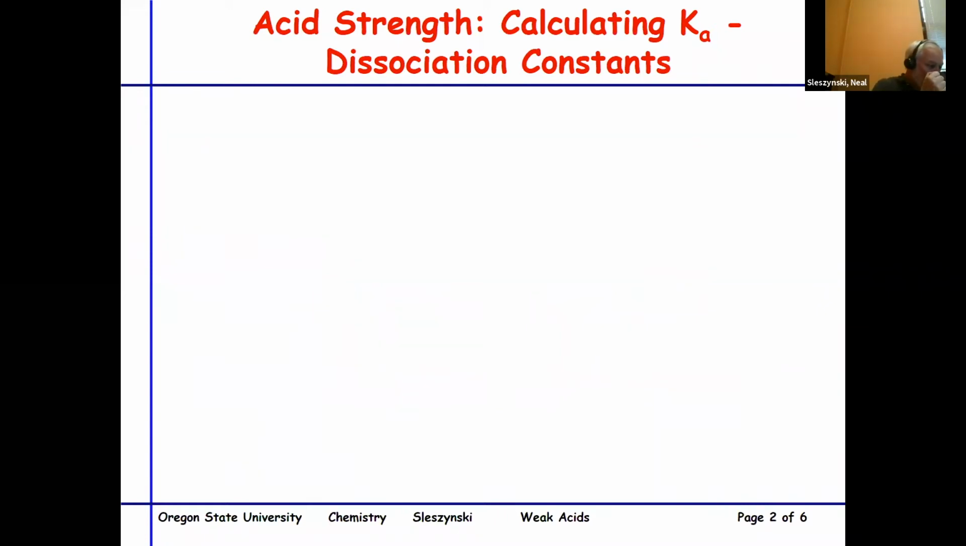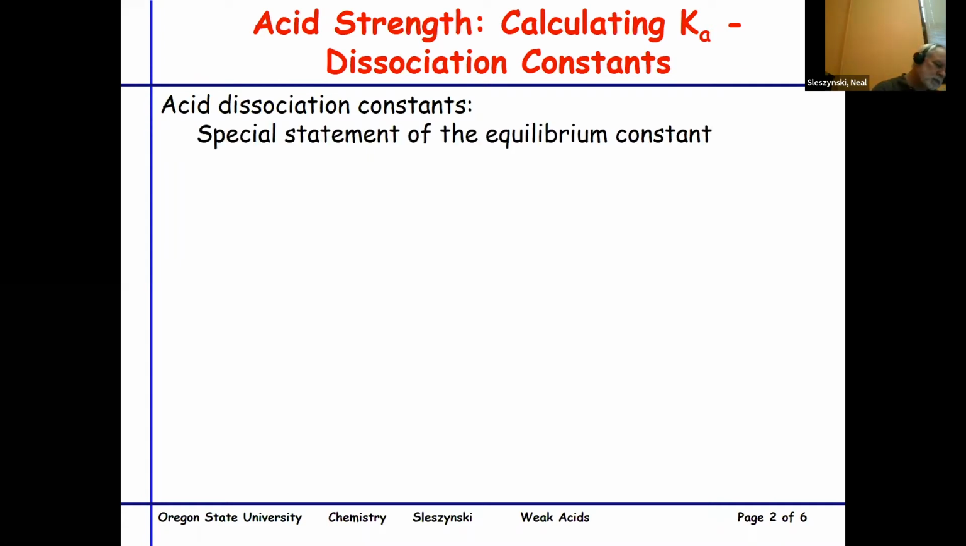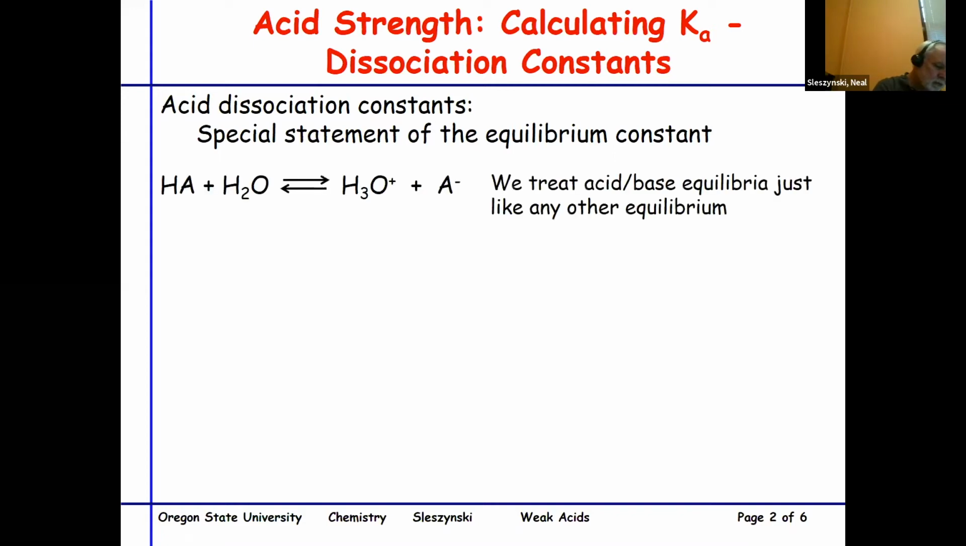Well, to discuss weak acids and strong acids, we first need to talk about acid strength. We do that using a constant called the acid dissociation constant, Ka. And being able to calculate Ka for weak acids is very important. So the acid dissociation constant is just a special statement of the equilibrium constant, specifically for an acid-base equilibrium. If we have some generic acid HA and we place that in water, we'll set up an equilibrium between HA and water and hydronium ion and the conjugate base for HA, which would be A-.